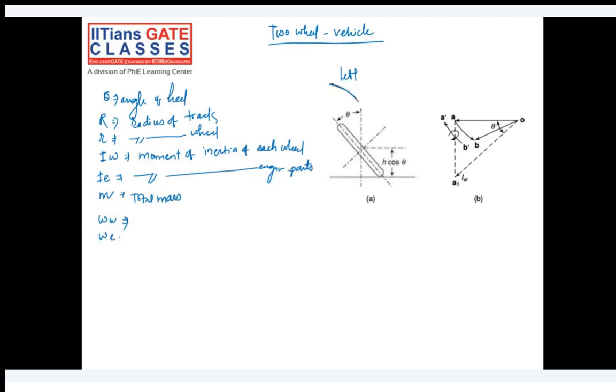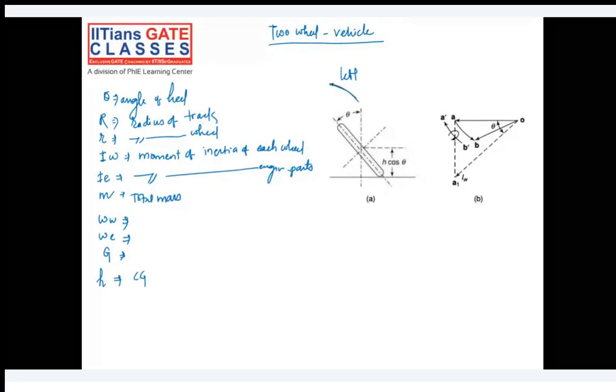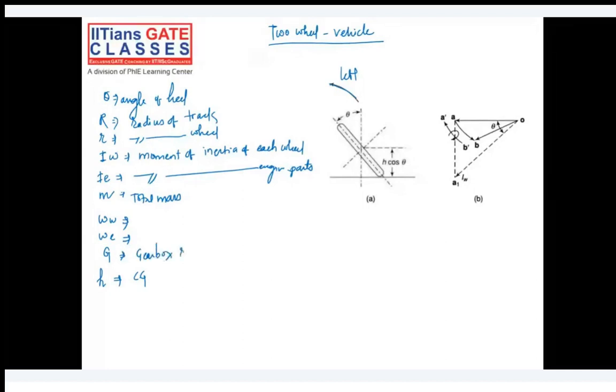H is the height of the center of mass of the vehicle and the rider from the ground, you can say. Let's call it CG, the center of mass of the vehicle and the rider. Theta is the inclination, the angle of heel, you can say. I hope it's clear till this. Gearbox ratio.